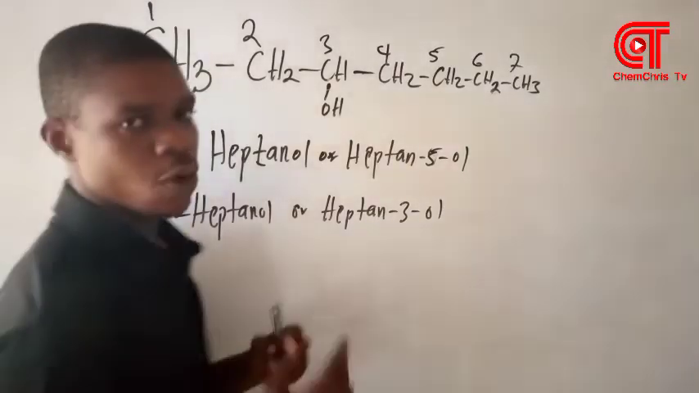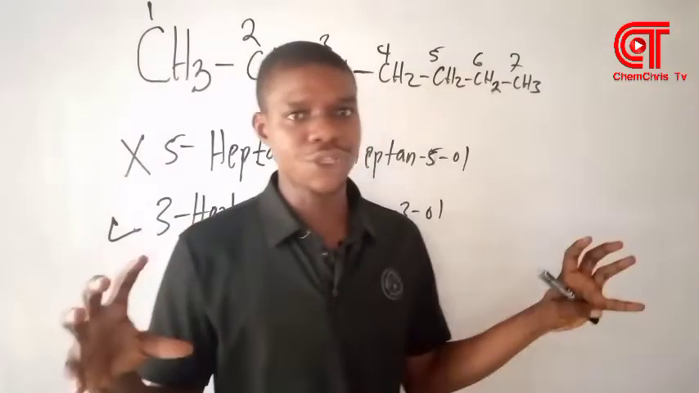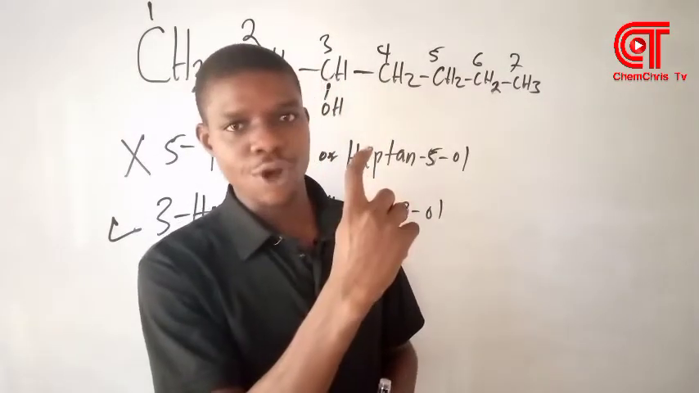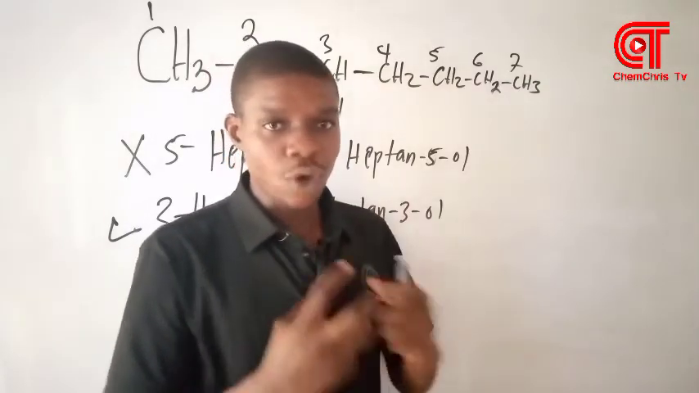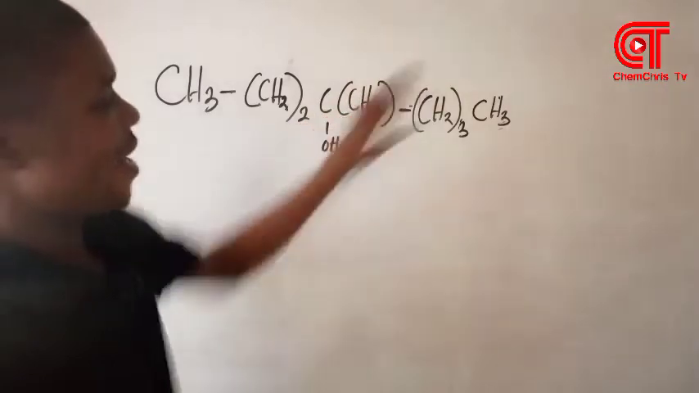So you want to make sure you choose the longest continuous carbon chain containing the OH. Secondly, you want to number in such a way that the carbon atom in the parent chain carrying the OH must have the lowest possible number. Okay, now let's look at this one here.